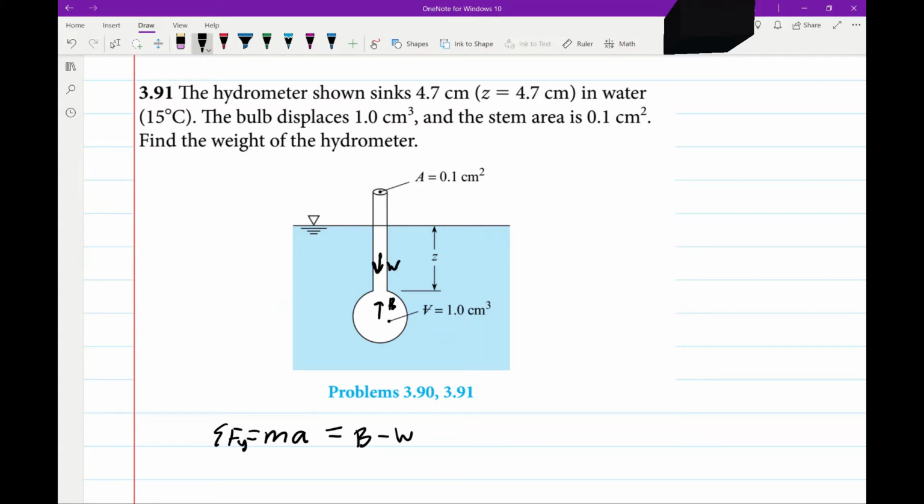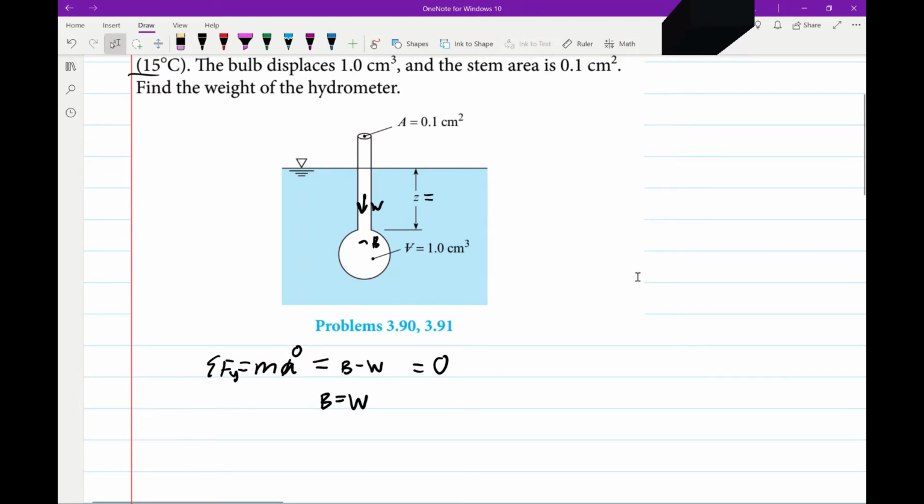So how else can we simplify this equation? Well, it doesn't say that the velocity is changing anywhere, so we can assume that the acceleration equals 0, which states that this whole thing equals 0. We can then simplify that to B, the buoyant force, equals the weight of the hydrometer.